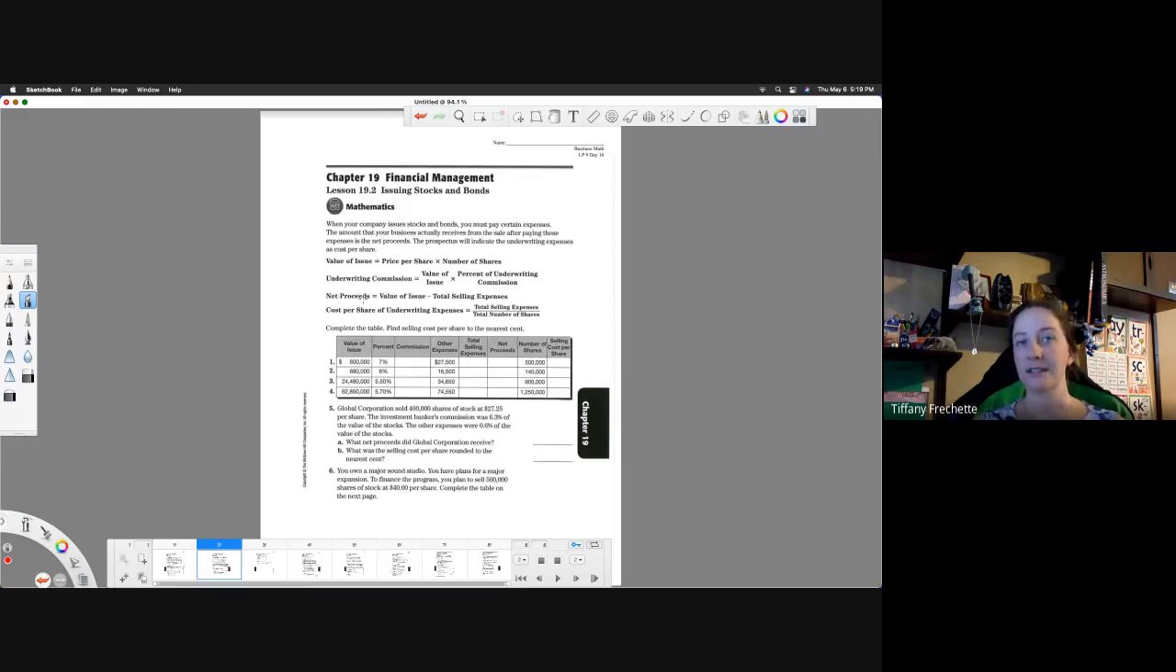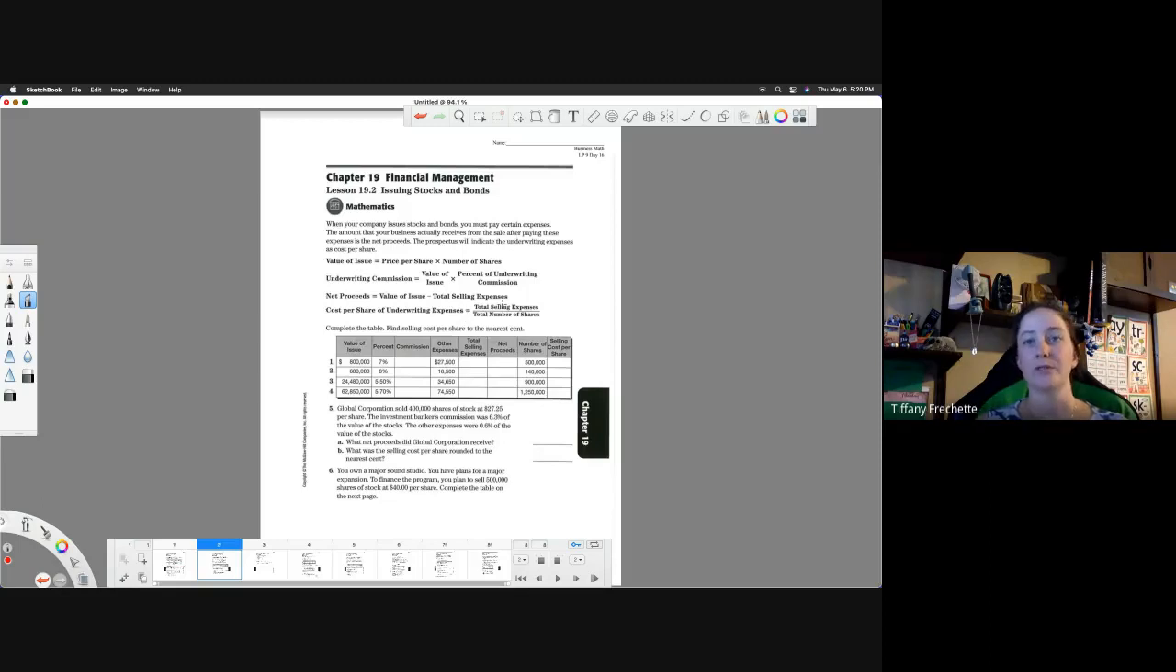Net proceeds equals the value of the issue, again, we need to know that already, minus the total selling expenses. Again, they'll most likely give us some selling expenses or the kind of amount that it's going to cost. Like in this table below, I can already see they give us commission that we have to calculate, and then other expenses, they're just telling us it's other expenses. They're not indicating what they are.